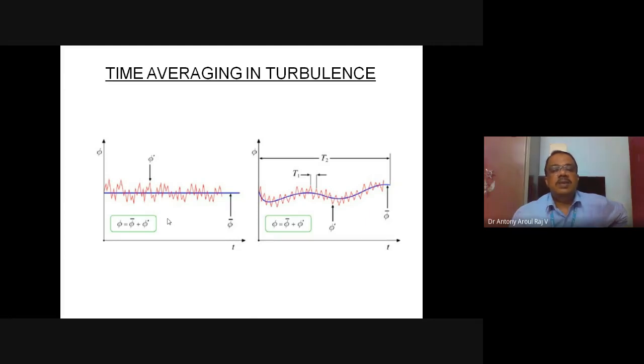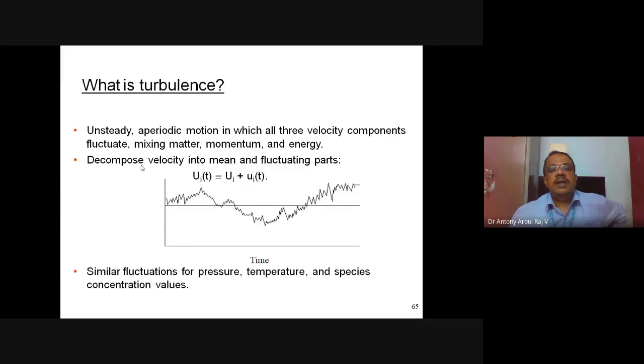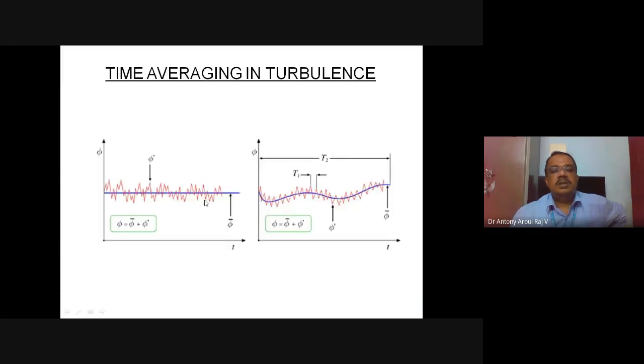But handling phi dash is a problem. Why? Because phi dash is a fluctuation. So here it is given in the form of velocity. What is the mean? Up to this it is the mean. I take the average of these fluctuations, so that is phi bar. That is the mean. So phi dash is above that.